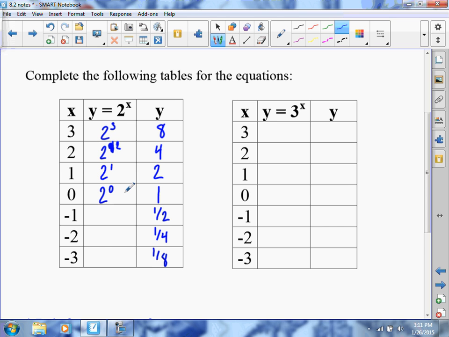That's kind of like taking 2 and dividing it by itself. And then 2 to the negative 1 power. Anytime you have a negative exponent, that tells you that you're going to be doing the inverse. We'll talk more about that process as we get through the rest of the notes. If you do this on your calculator, it will give you 1/2. 2 to the negative 2 gives you 1/4. 2 to the negative third gives you 1/8. And notice that these are reciprocals of each other.